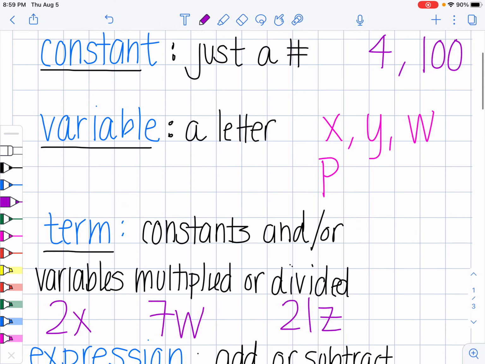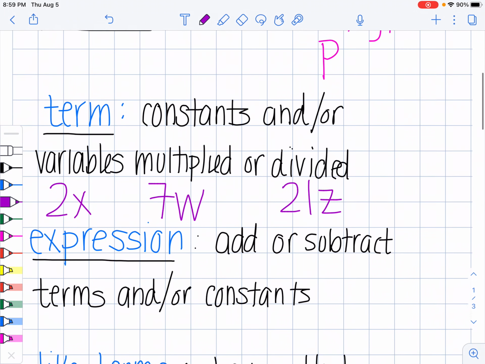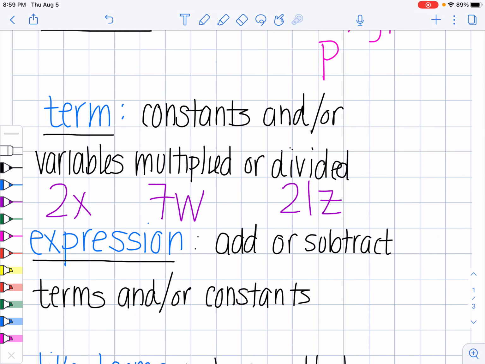Now, you come down here, and we're going to look at this word expression. Expression means we're going to take my terms and either add or subtract them together. Oh, and by the way, a term, you could also divide. So you could have something like y over 6 or 2 over x. So for a term, we're multiplying or dividing our constants and our variables.